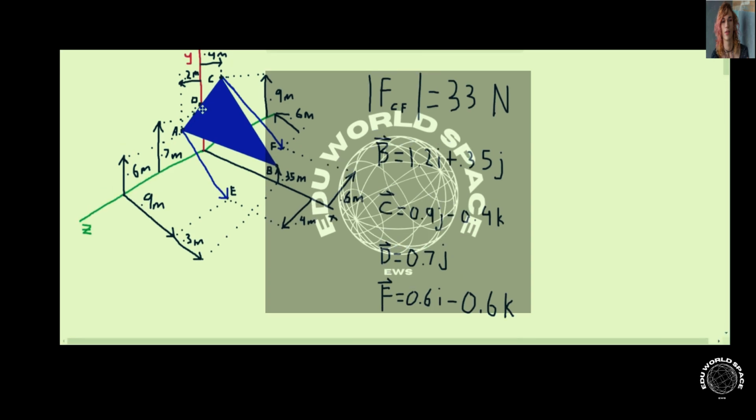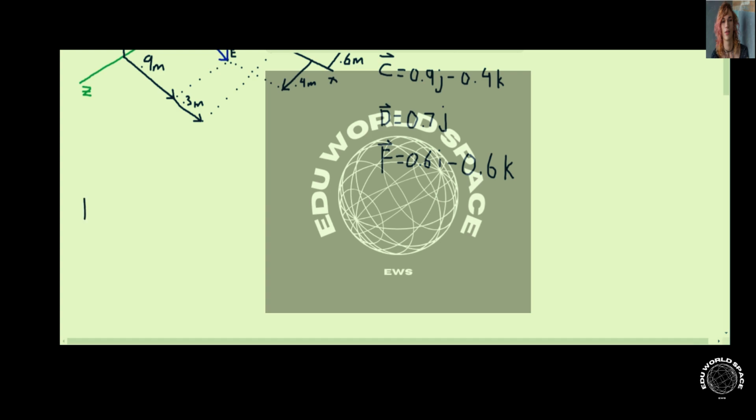We're asked to find the moment about D to B, given that the force from C to F is 33 newtons. And I went ahead and found these position vectors of the different locations on the given figure. So I'm going to write out the formula that's going to help us solve this problem.